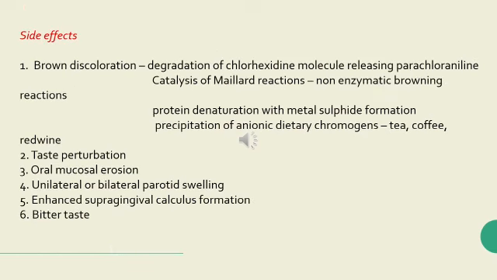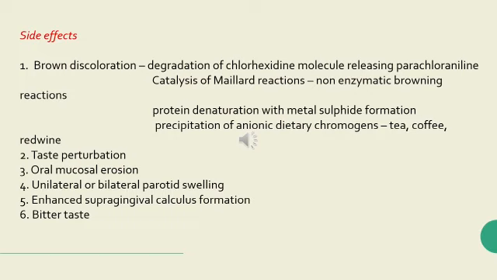Since we have seen the actions of chlorhexidine, let us see some of its side effects as well. The first and foremost side effect is the brown discoloration. This is the most commonly found side effect, and it occurs because of four mechanisms. This again is very important. The first mechanism is degradation of the chlorhexidine molecule releasing parachloroaniline, which has a staining property. That is, once you rinse the oral cavity with chlorhexidine, the molecule releases parachloroaniline and leads to the discoloration.